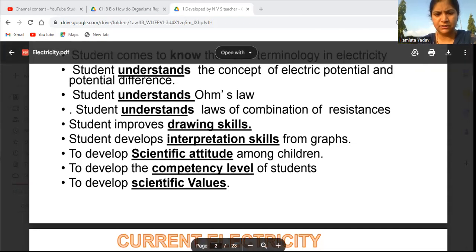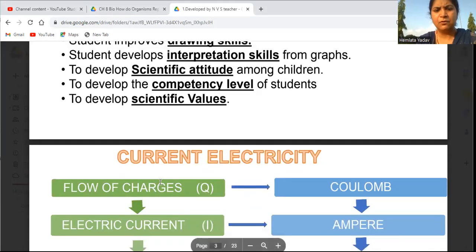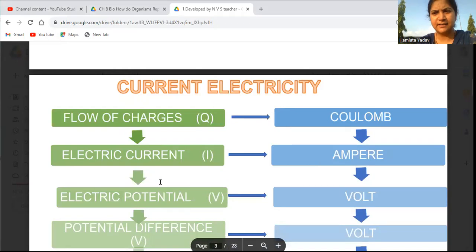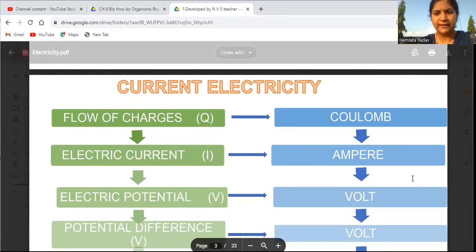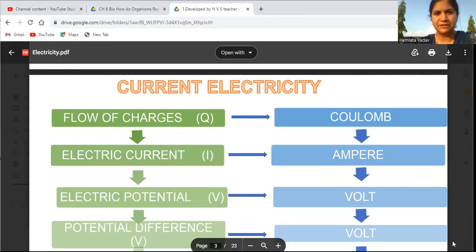Now we will come to the current electricity. Flow of charges. Charges are represented by Q letter and the unit in which charges are measured is coulomb. So Q से हम charges को represent करते हैं और जिस unit में उसे नापते हैं उसे coulomb कहते हैं.